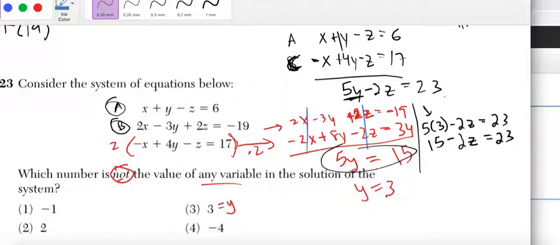I'm going to subtract 15 on both sides. Negative 2z equals 8. Divide by negative 2, you get z equals negative 4. So this is our z value. So this is out, and we're down to 50-50.